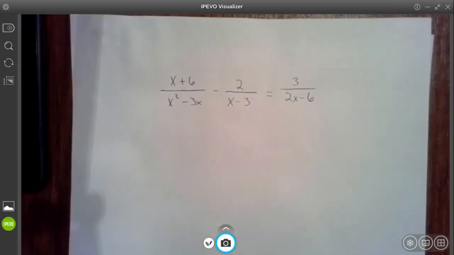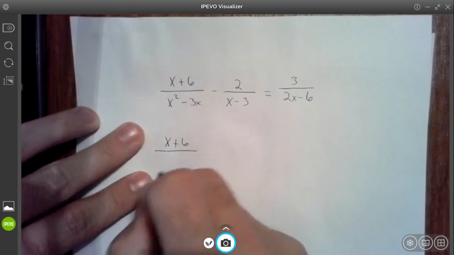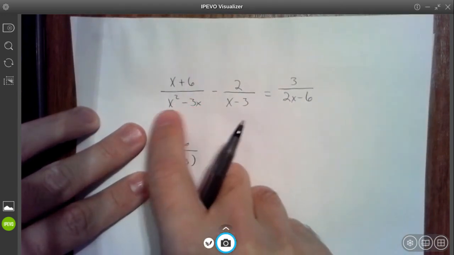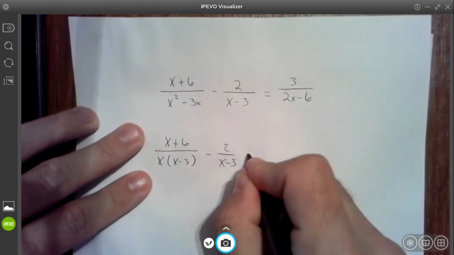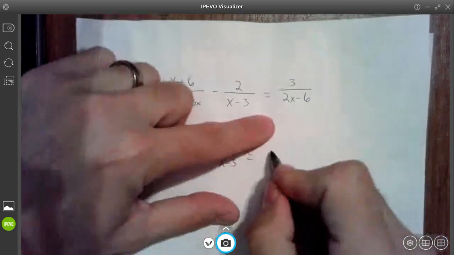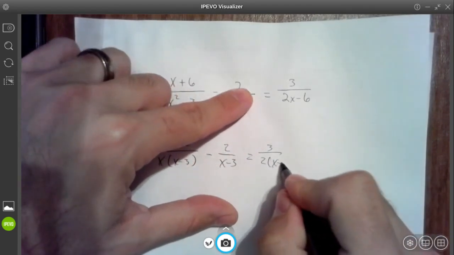For this equation, notice how the denominators are not in factored form. What we need to start off by doing is factoring them. So I'm going to have x plus 6 over x minus 3. That's factoring out an x. 2 over x minus 3. And then for this one, they have a 2 in common, so I can factor out a 2. So it's 2 times x minus 3.